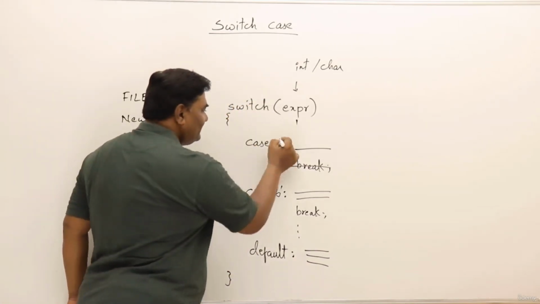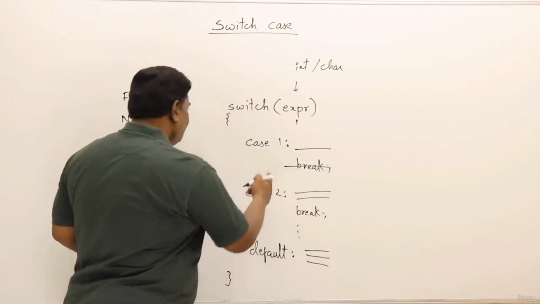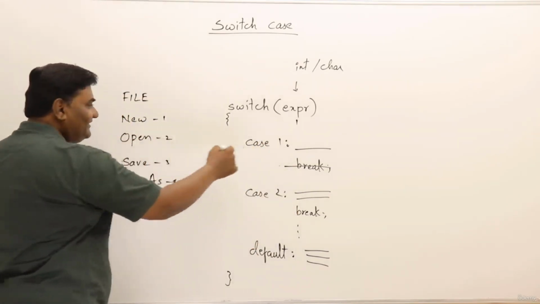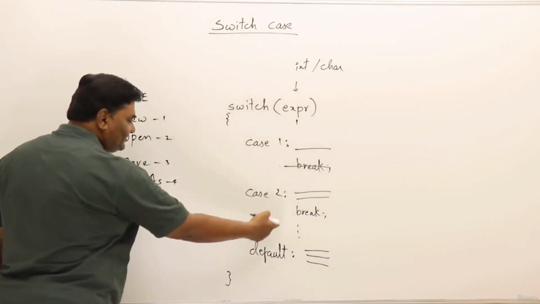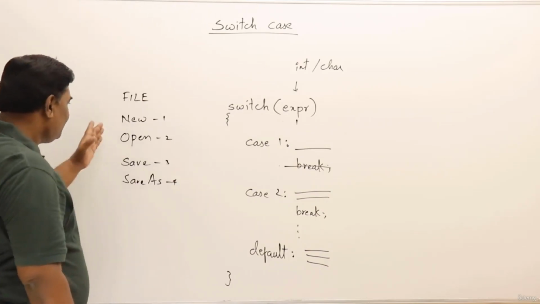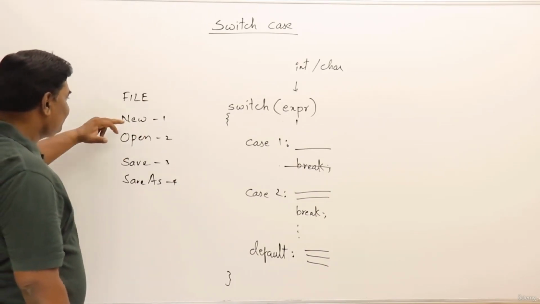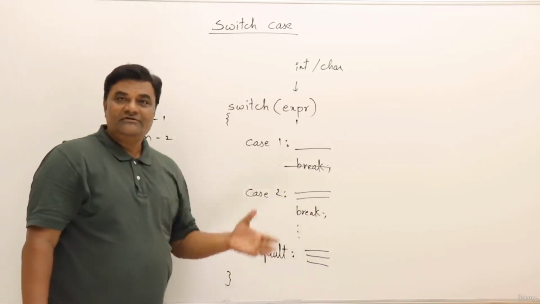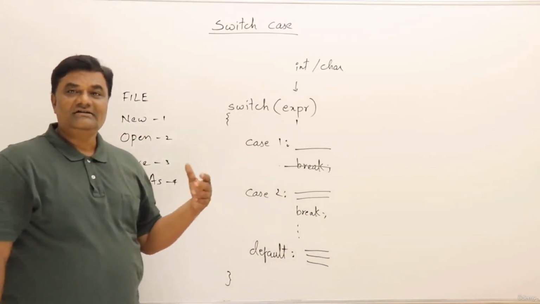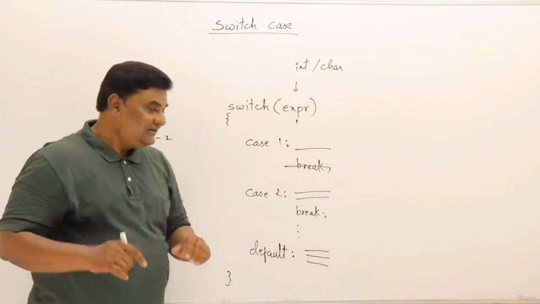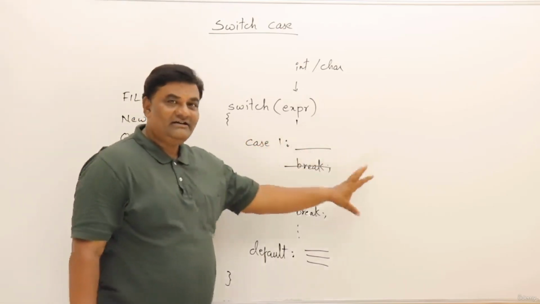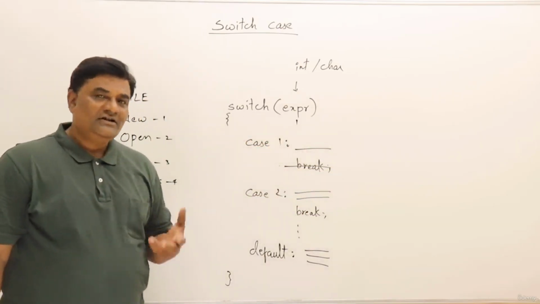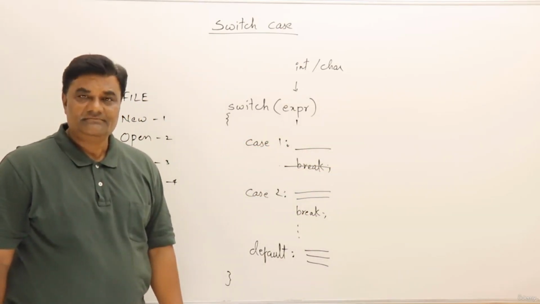If the case is 1 or case is 2, we cannot give strings here. You cannot write New in quotes here. So you have to use numbers or alphabets. So we can assign some code to this. If this is clicked, do this work. If this is clicked, then do this work. So for every menu option, I can define the cases, and even inside a case, I can have again a switch also. So you can have a nested switch also.